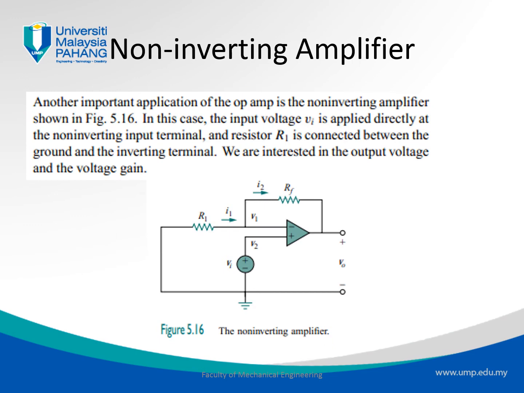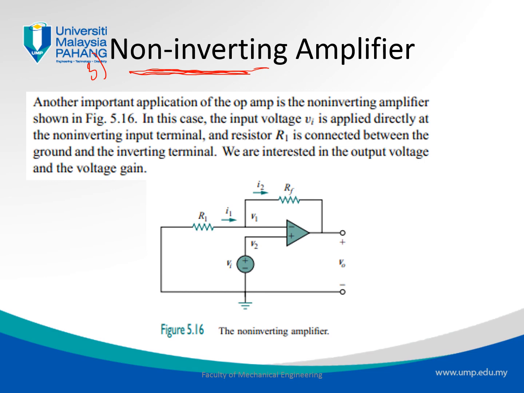So now we go into the final configuration of the operational amplifier that we'll see in this chapter anyway. There are many more types of configuration, but these are the basic ones. The first one was the inverting, the next one was the summing operational amplifier, and this one is the third one, the non-inverting amplifier.